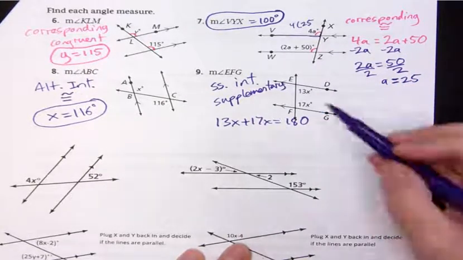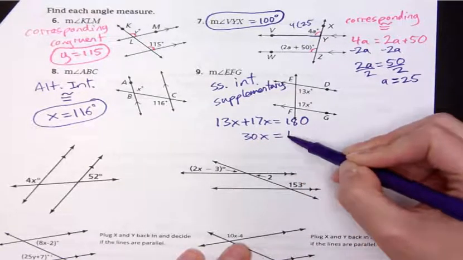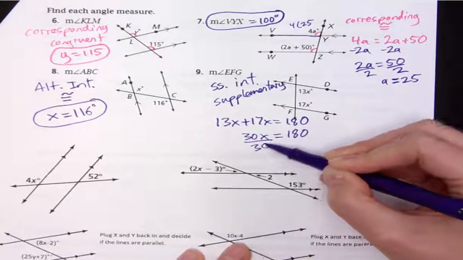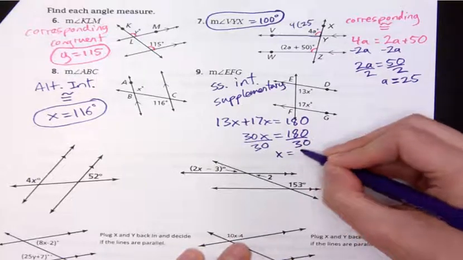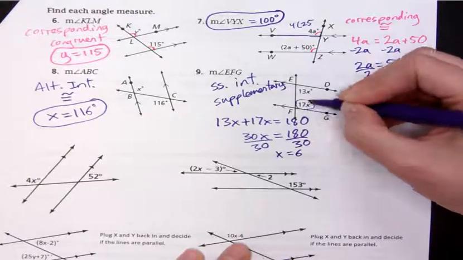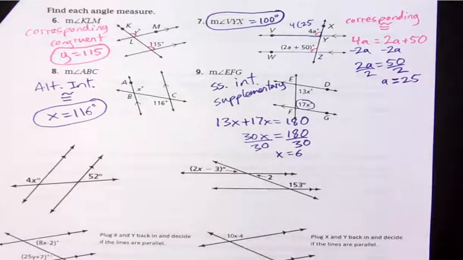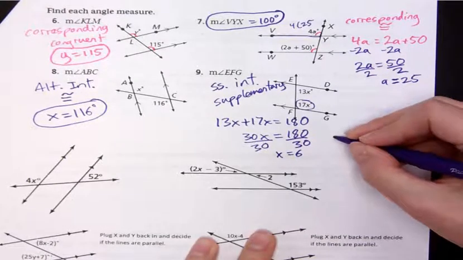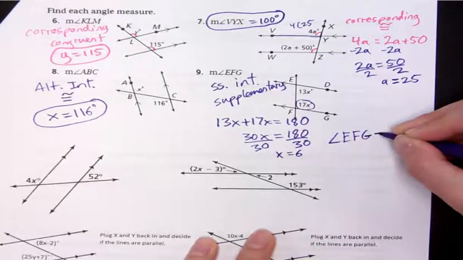All right. And then I combine like terms. And so what does x equal? X equals 6, right? Okay, and then EFG is the one it asks me for, so it asks me for the 17x. So what's 6 times 17? 120 minus 18, 102. Yeah, I heard someone say 102. So you guys are good. You didn't even get to pick up calculators today.